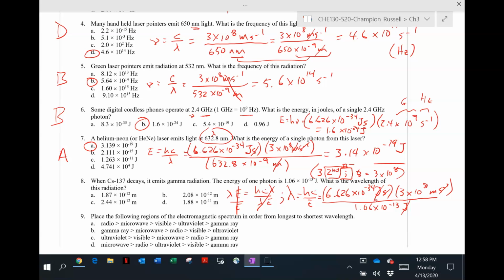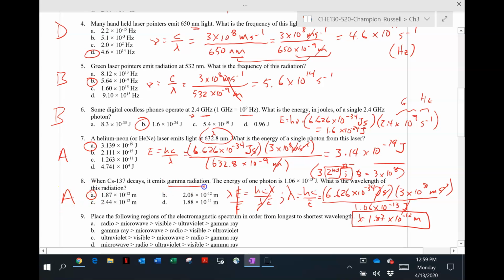6.626 second, comma, change sign, negative 34. That's different from the subtraction sign on the calculator, of course. Then times 3 second, comma, 8 divided by 1.06 second, comma, negative 13. And that comes out to be 1.87 times 10 to the negative 12th meters is our wavelength for that. And that's A.